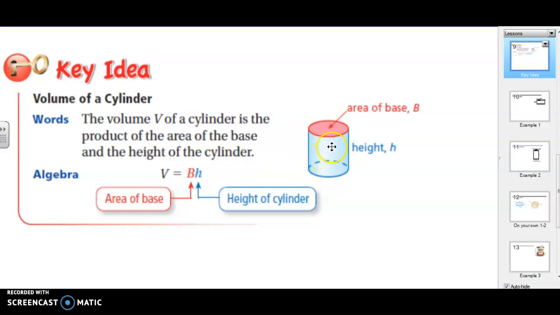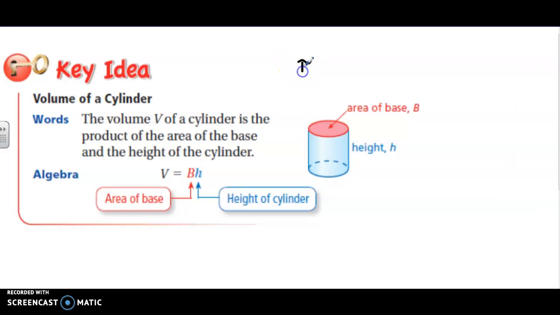In all cylinders, the base is a circle. So the first thing you need to know is how do you find the area of a circle? If you remember, the area of a circle is pi r squared, in every case. So in this case, the area of the circle equals the capital B.